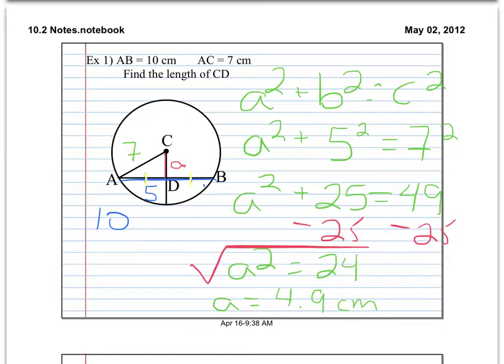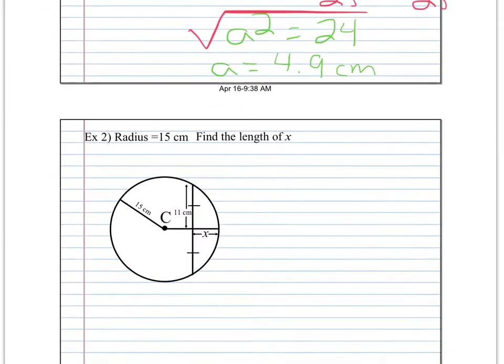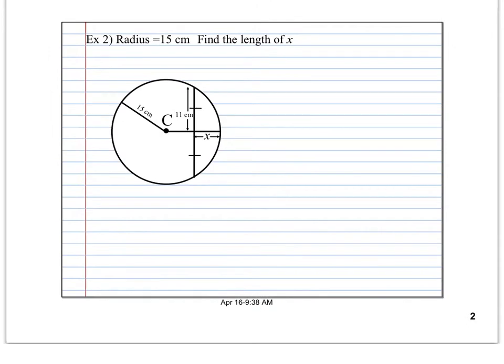It'll be a little more interesting as we go along here. For the second one, now this time you're not given quite as much information, you just have to use those gigantic brains I know you all have to figure it out. So you have a radius here of 15 centimeters. You have a length here of 11 centimeters, and they want you to find x.